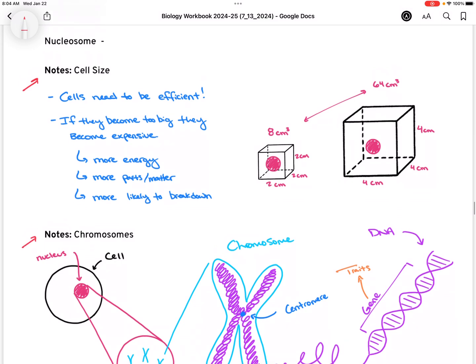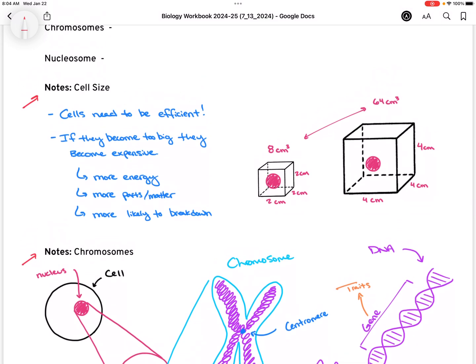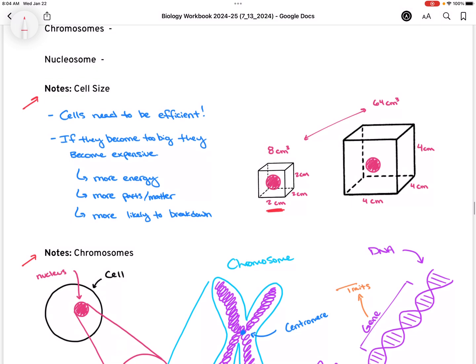Now in this first part, we're talking about how when we change the size of cells and make them bigger, they become less efficient. So here's an example of this. Right here we have a box with a nucleus in it. This represents our cell, and let's just say that the sides of this are 2 centimeters. So our total volume is 8.